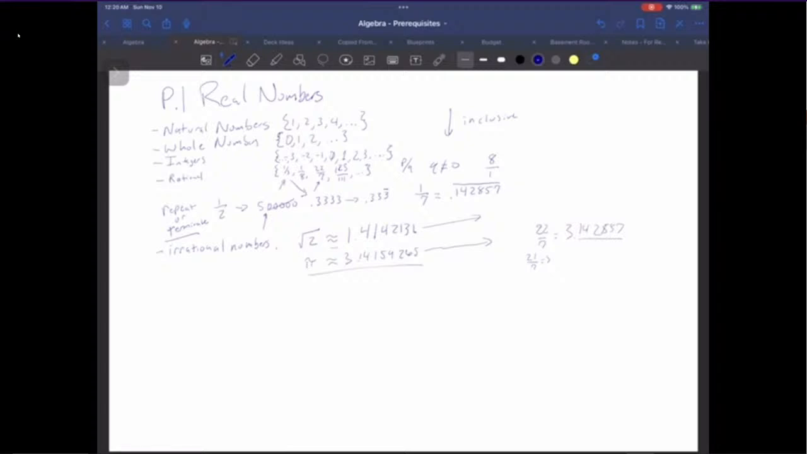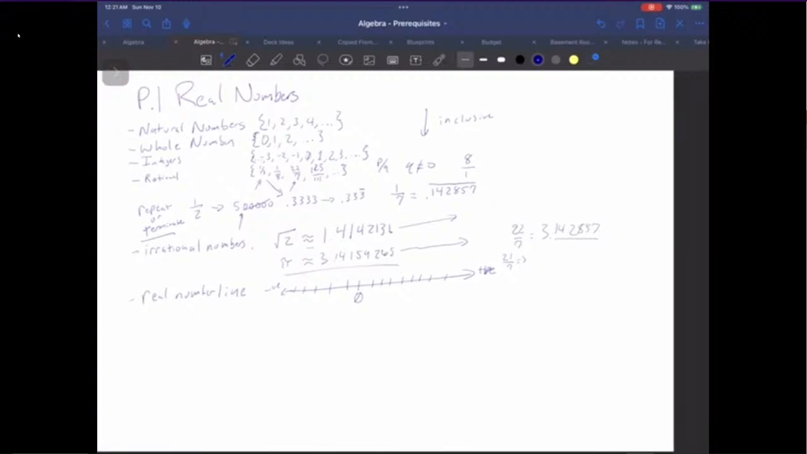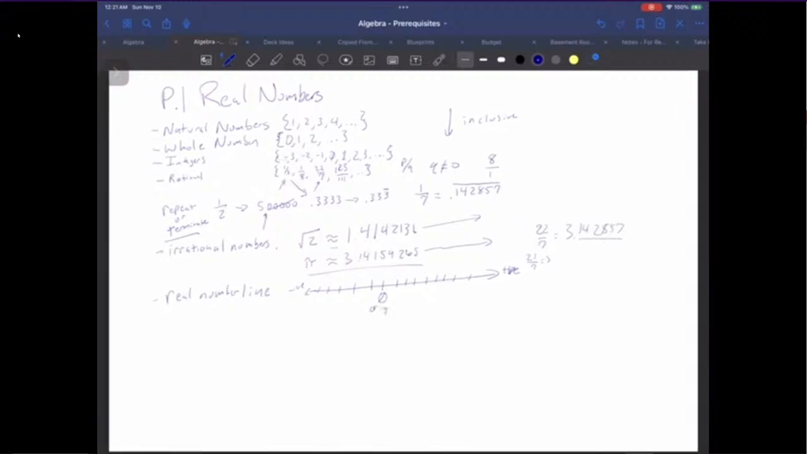Now, real numbers are represented graphically by what we call the real number line. And that you may be familiar with. It is just a line, and we mark little tick marks on the line to represent numbers. Normally we have a 0 there, and negative numbers are written to the left of the 0. Positive numbers are written to the right of the 0. That's positive numbers. 0 is called the origin, because that's where the number line originates from.